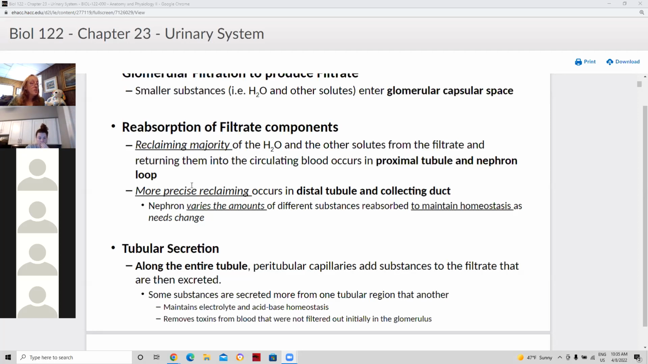In the distal convoluted tubule and the collecting duct, depending on the hormones available and the conditions within the body, certain things will be reabsorbed while other things won't. The nephron is going to vary the amounts of different substances reabsorbed in order to maintain homeostasis as the body's needs change.